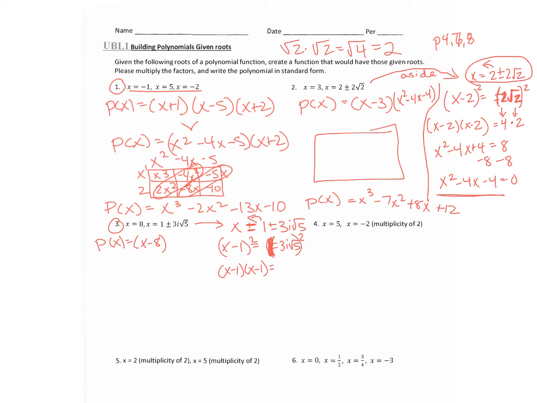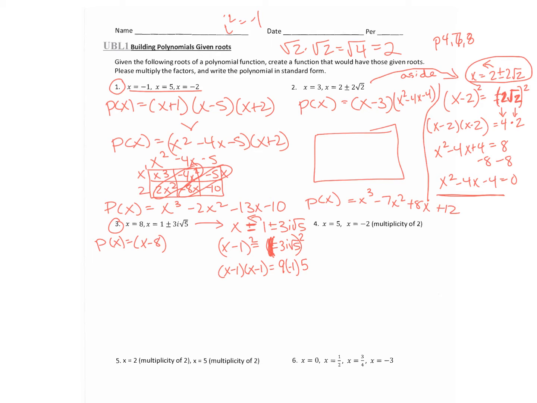So 3 squared is 9. i squared is negative 1. We memorized that in the last unit. If I have i squared, it's equal to negative 1, and the square root of negative 1 would just be i. So then now I have the square root of 5 squared, which when I multiply them, I'd get the square root of 25, which is 5.